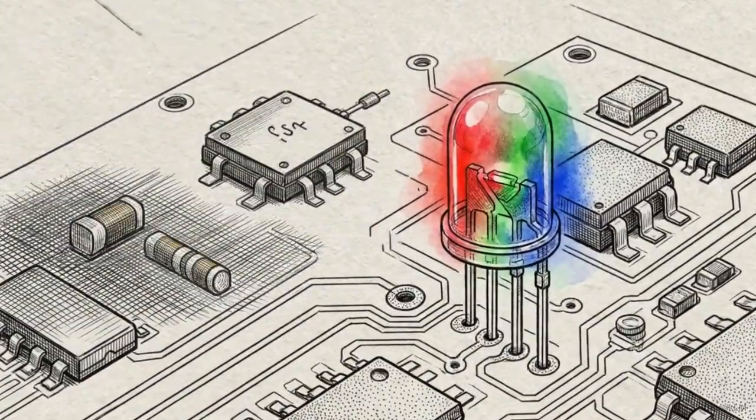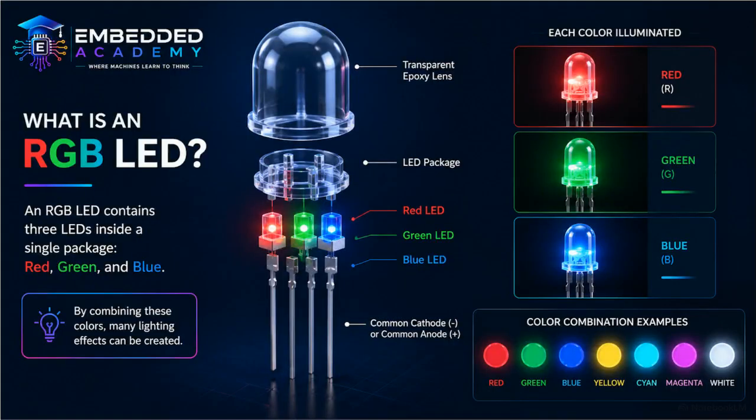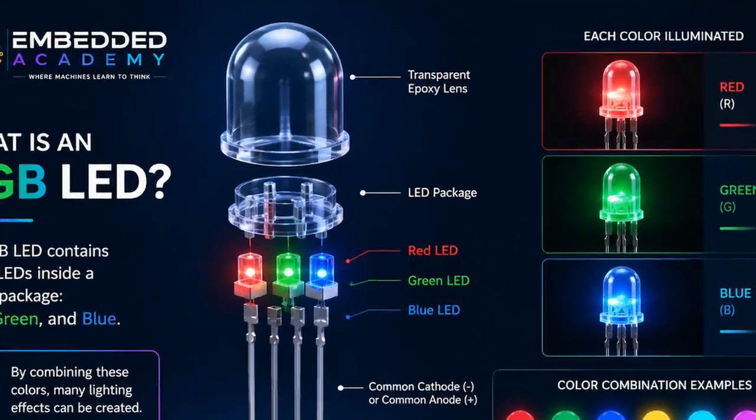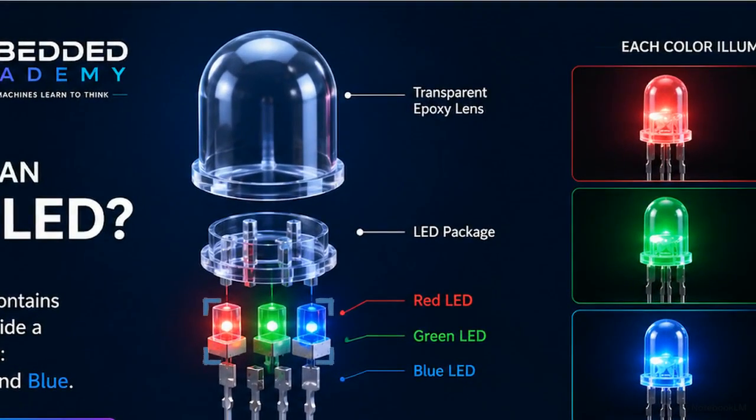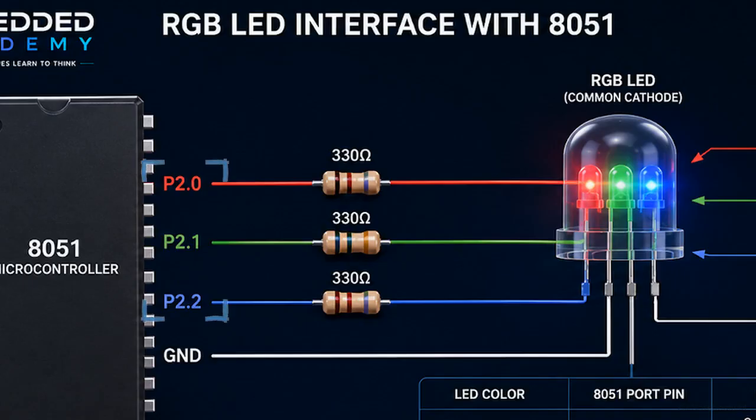Looking at this 3D schematic, you can see that an RGB LED actually contains three independent light-emitting diodes, a red, a green, and a blue, housed inside a single transparent lens. We wire these colors to specific pins: red to port 2 pin 0, green to port 2 pin 1, and blue to port 2 pin 2.